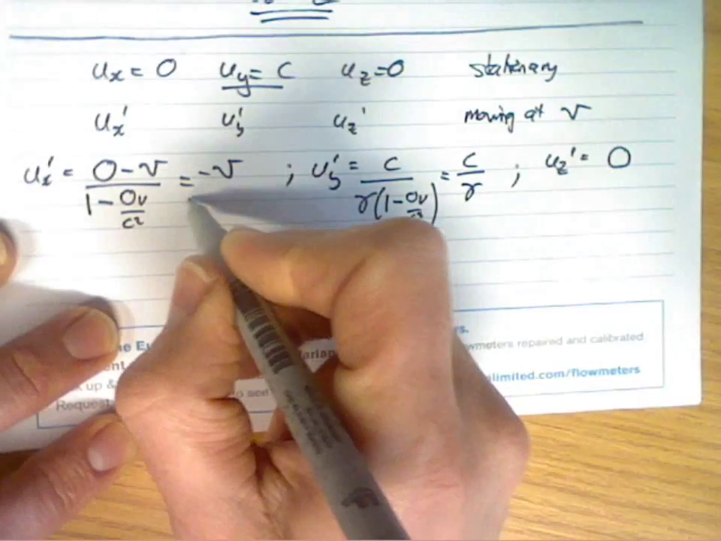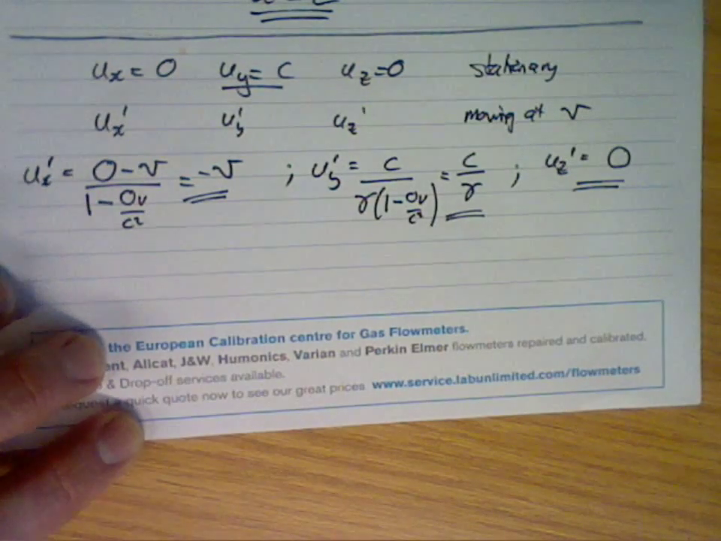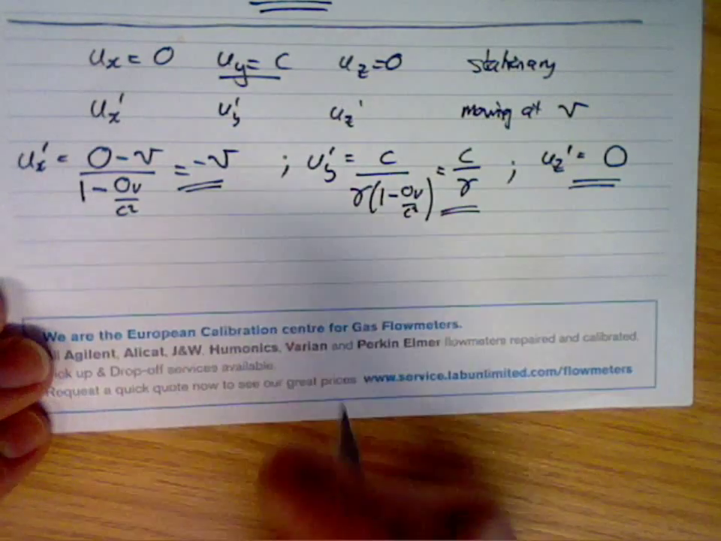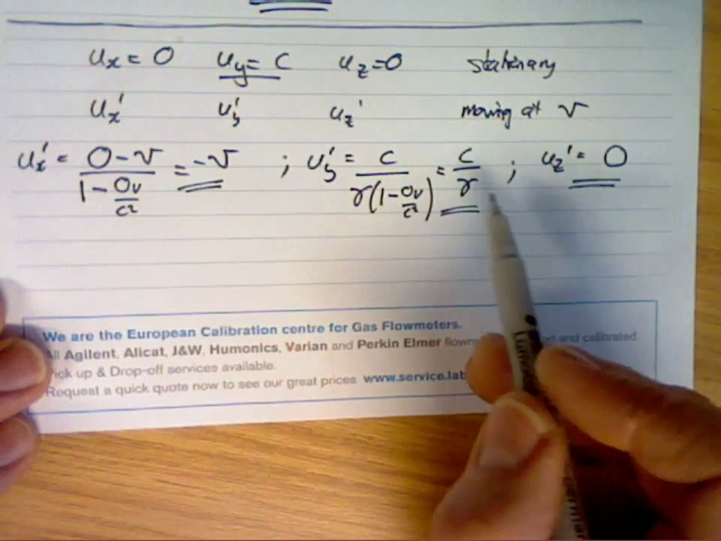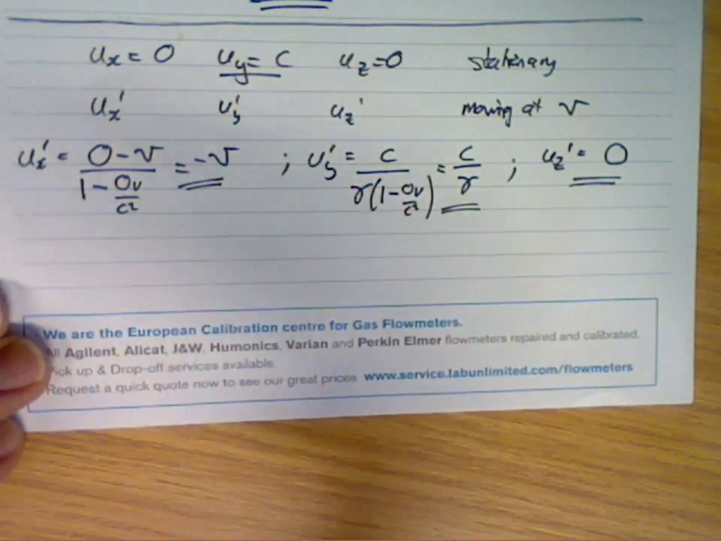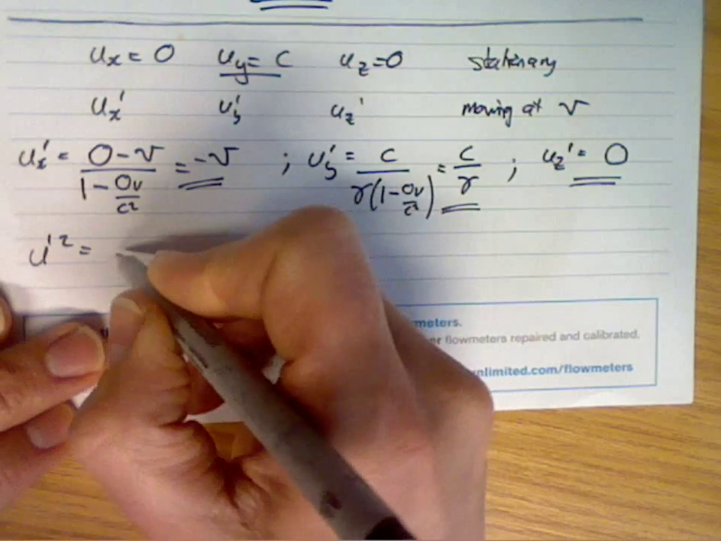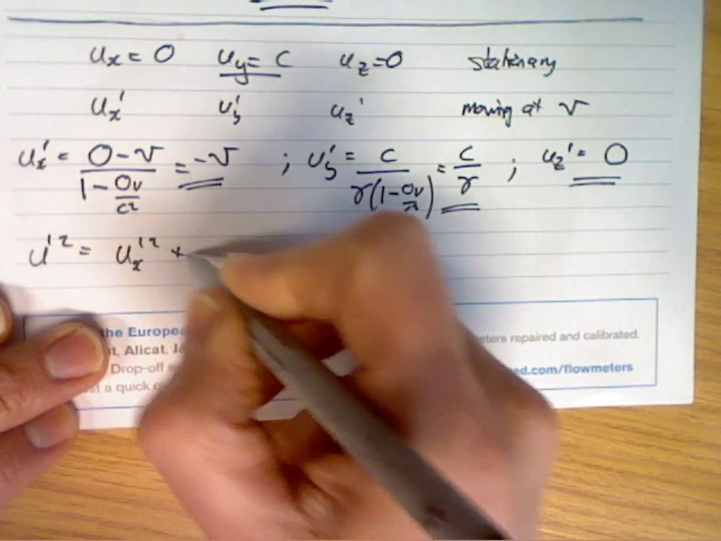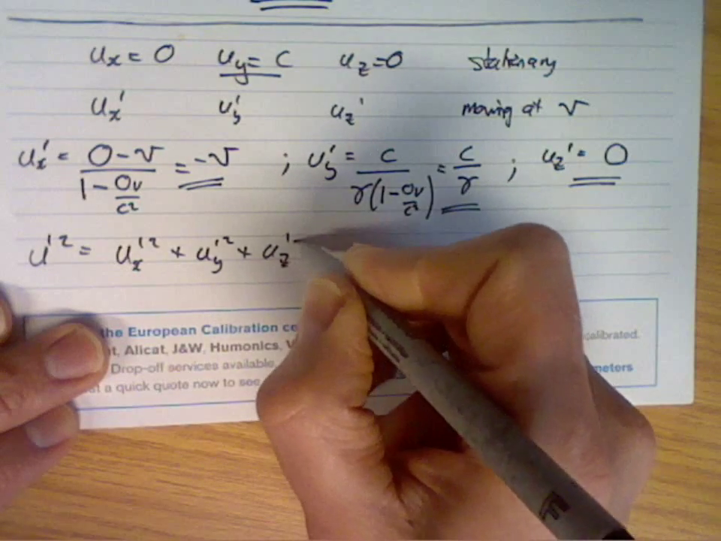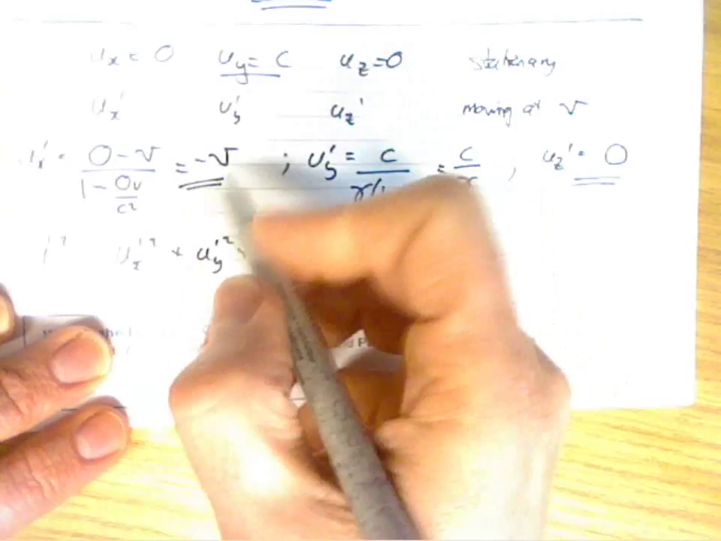So we have ux is that, uy is that, uz is that. Now that doesn't immediately look like the light is still moving at the speed of light. In fact, it's got an x component, a y component, but no z component. But is the overall speed equal to the speed of light? Well, it better be. Let's just check. u prime squared is going to equal ux prime squared plus uy prime squared plus uz prime squared. That's the overall speed the light's travelling. Let's just square these terms and add them up.